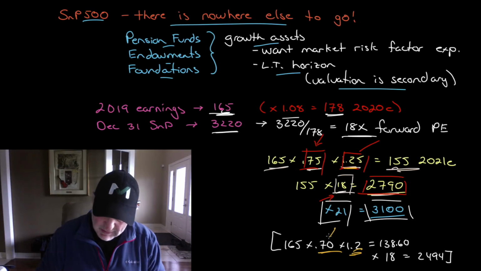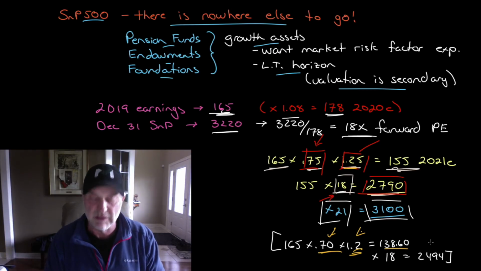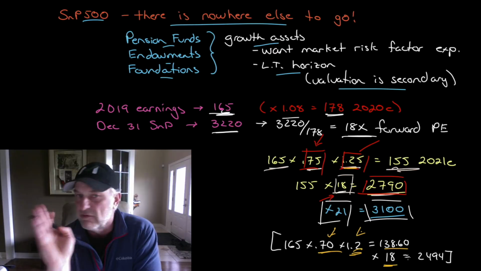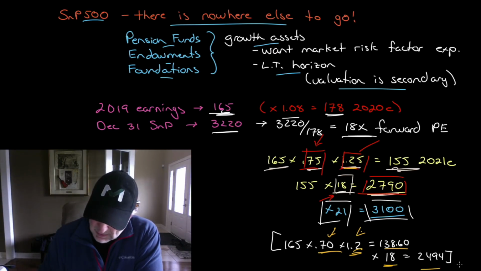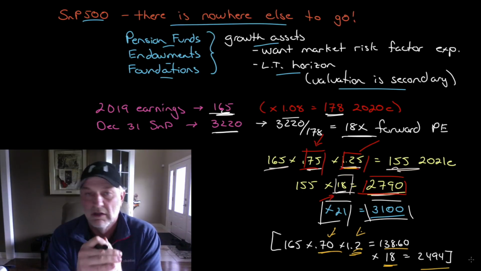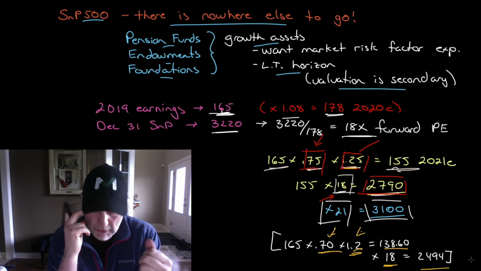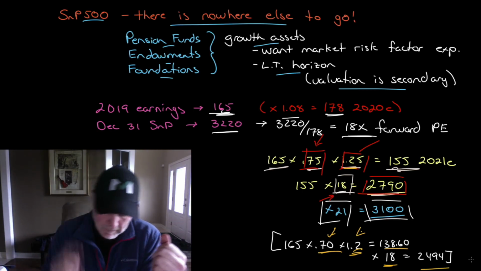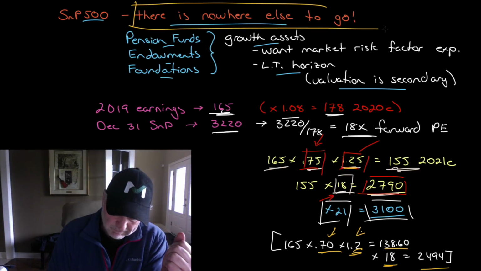So if we take this 30% drop in earnings this year with a 20% rebound in 2021, we get to earnings of 138.60. If we apply the same 18 multiple, again, I'm not moving off the multiple of 18, I get to 2,500. If you think it should be 17 or 16, you get even lower. So there is nowhere else to go.